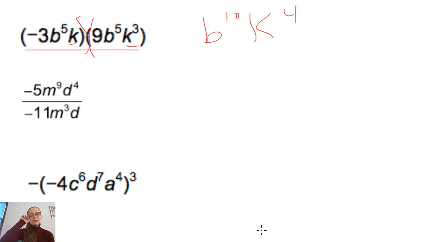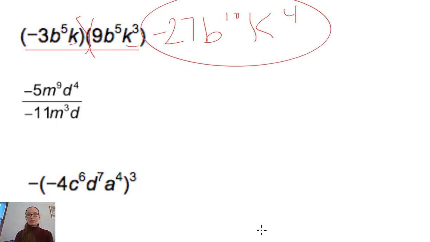And now we have that negative 3 and the 9. We actually can just multiply those and get negative 27. And there is nothing else to combine here. We are done. There's nothing else to simplify.